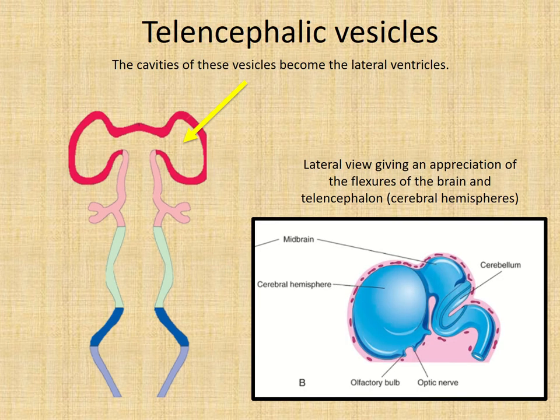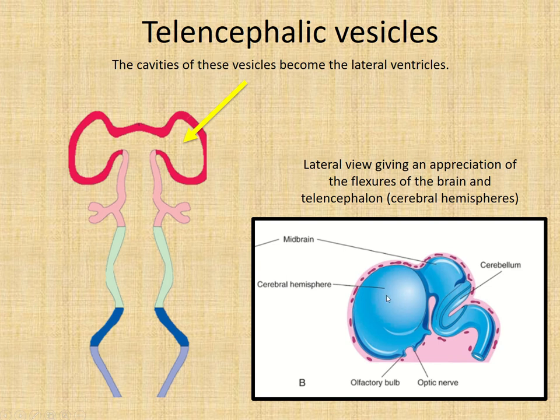And so the cavities inside these telencephalic vesicles are going to become what we call the lateral ventricles. And so that's why you end up having two lateral ventricles, and then you have one third ventricle, which has some contribution from the telencephalon, but most of it will be involving the diencephalon, and then you're going to have one cerebral aqueduct and one fourth ventricle. But because of these vesicles growing outward, you end up having two lateral ventricles.